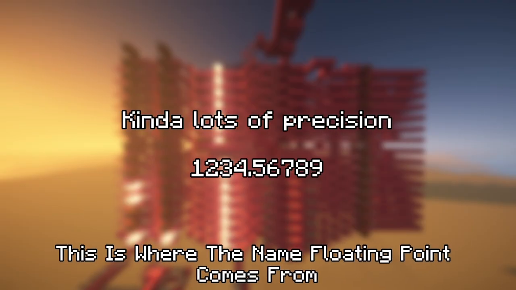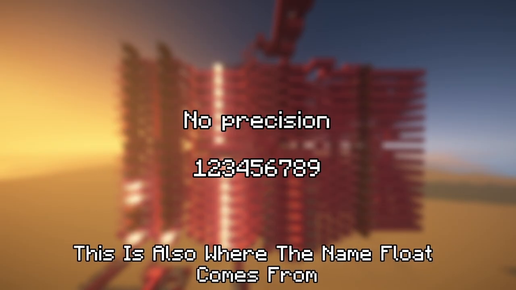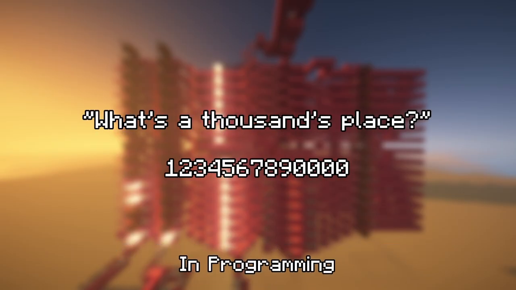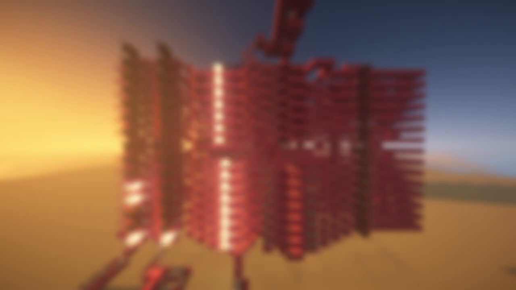This is where the name floating point comes from, because the point is able to go anywhere. This is also where the name float comes from in programming, because you can use a float to have numbers with decimals.